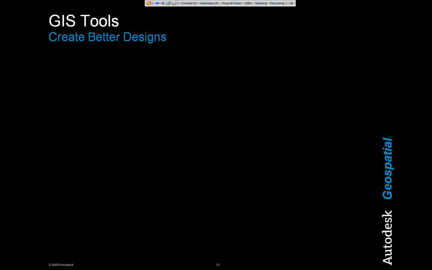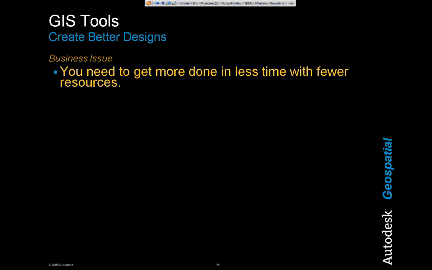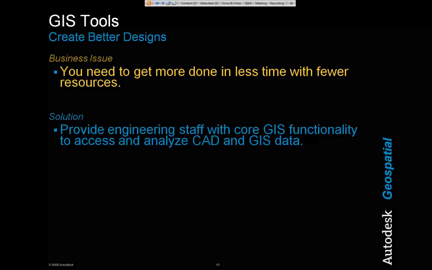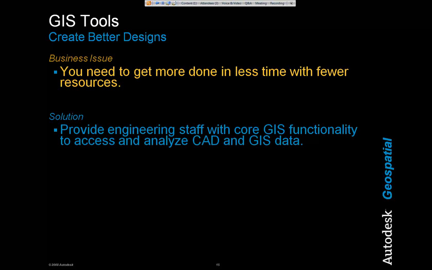You need to create better designs. At this time, especially with the economy the way it is, you need to get more done with fewer resources. So the solution, again, provide that already trained engineering staff with some core GIS functionality that allows them to access, analyze, stylize CAD and GIS data together. Map 3D is a solution there as well.